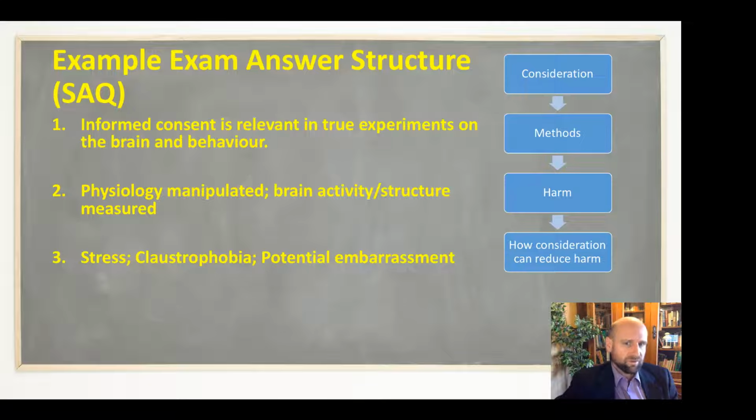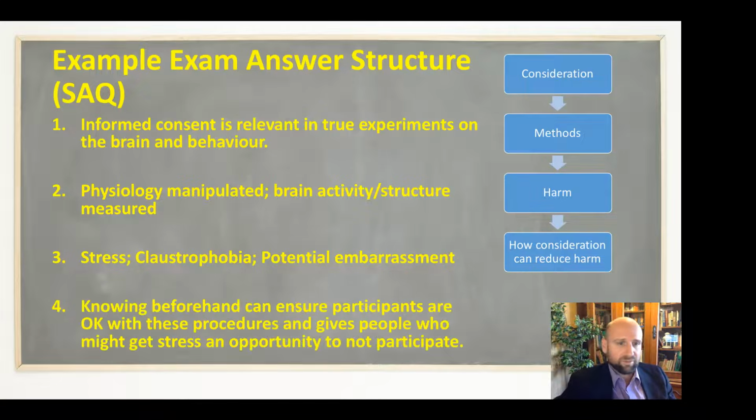People might feel claustrophobic. There's some potential embarrassment maybe if we look at their brain activity and compare it with other people. And then I talk about why informed consent is important because of this potential for harm in this methodology, because people can give their okay ahead of time, and if they don't want to participate, they can opt out before they get into those situations. So there's my explanation, and then I would go into a study like Parsimony or Radke, or any study that follows these procedures and methods.